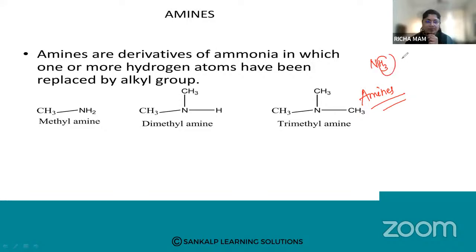When you replace one hydrogen atom, you get a primary amine. When you replace two hydrogen atoms, you get a secondary amine. When you replace three hydrogen atoms, you get a tertiary amine. So this is what we have discussed about the amines.